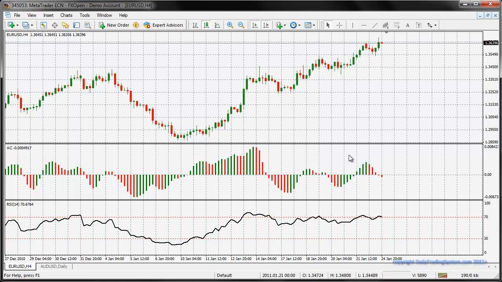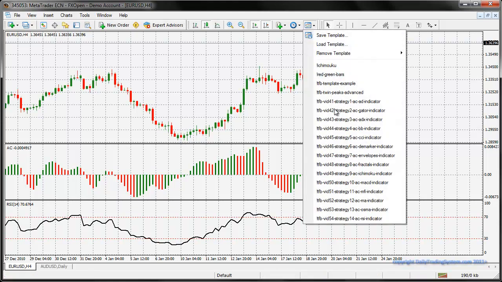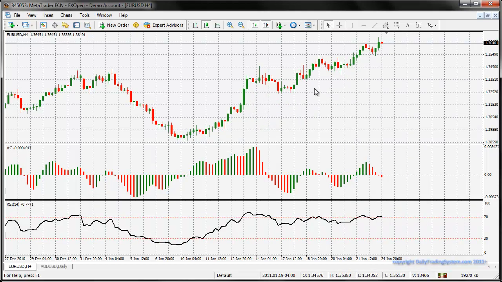Alright, so go to your trading station, and assuming that you've got the templates on there, go ahead and choose the video 54 strategy 14 AC RSI indicator. As you'll notice, I have it on the 4-hour time frame, so switch to the 4-hour time frame as well.